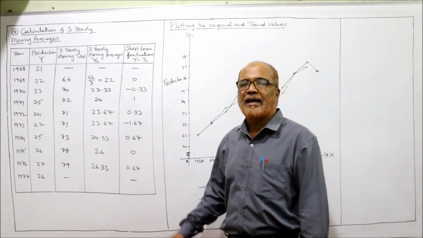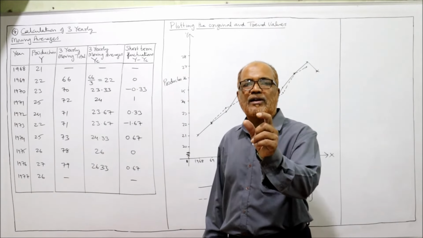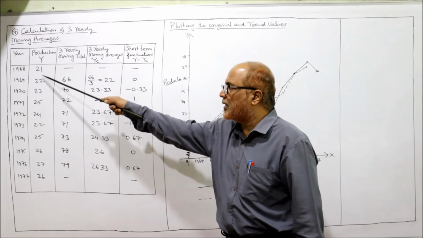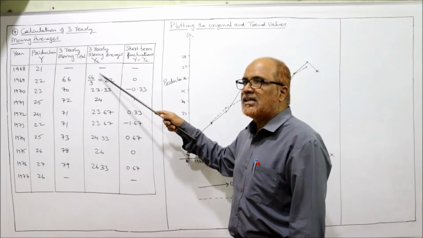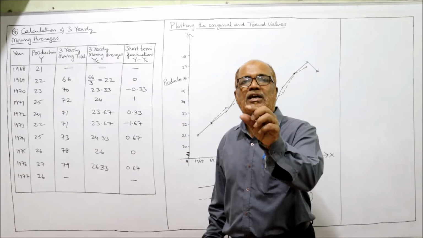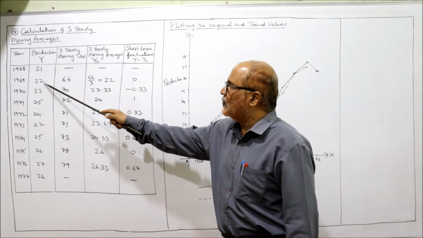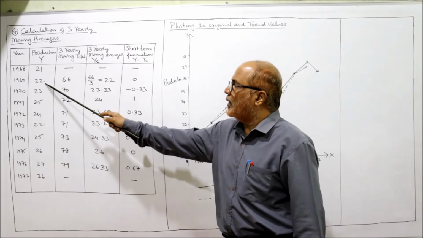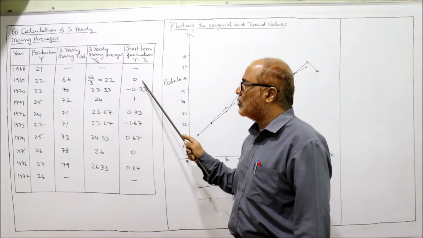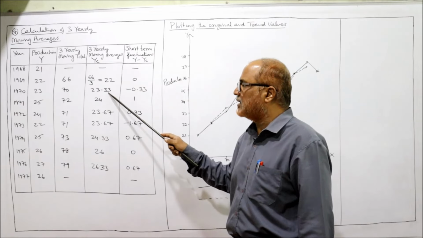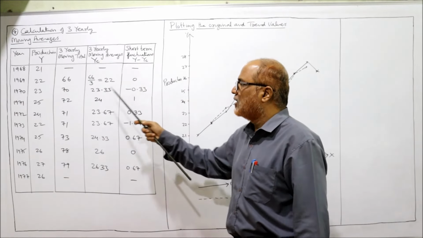Now, short-term fluctuations. The short-term fluctuations are Y minus Yc. Y is the actual production data, and Yc is the trend values, the 3 yearly moving averages. So deduct: the first year we don't have. Second year 22 minus 22, you'll get 0. 23 minus 23.33, you'll get minus 0.33.